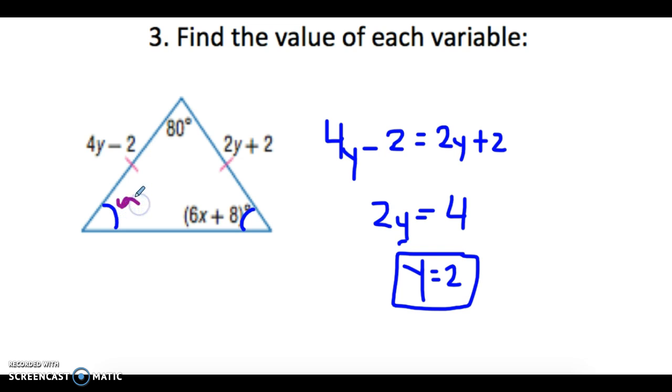So what do we know about the sum of the interior angles of our triangle? They add up to be 180 degrees, right? So what I have is 80 degrees, looking at the vertex of my isosceles triangle, plus 2 angles that measure 6x plus 8. So I'm going to do 2 times 6x plus 8. Okay, and then I'm going to set that equal to 180 degrees.